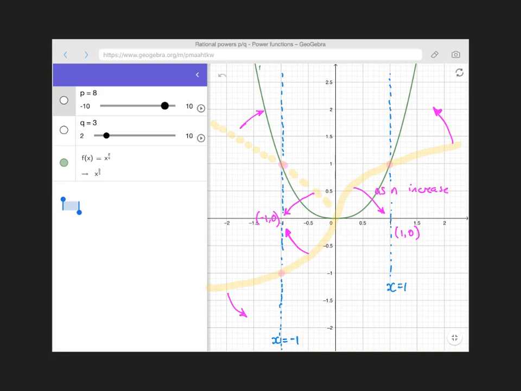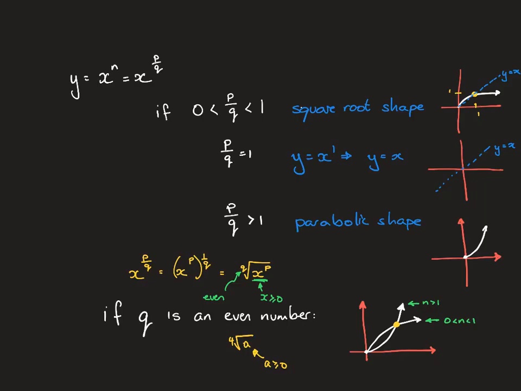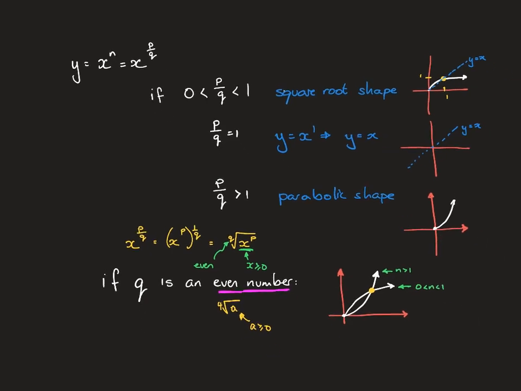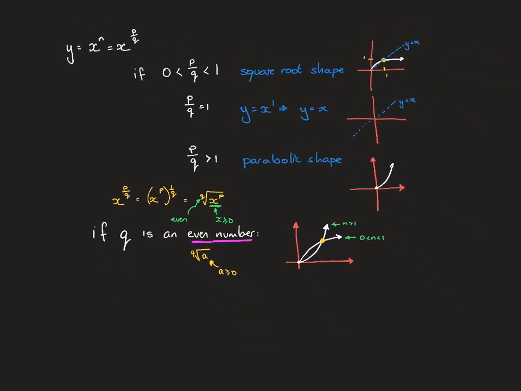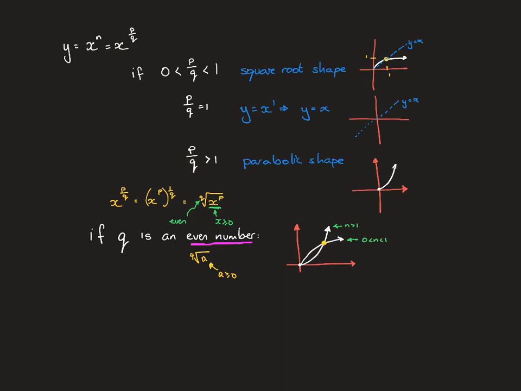So let's try and summarise that. Here's our summary from before, and at the bottom we had q was an even number. Now let's add in what we get if q is an odd number. If q, the denominator of your fraction, is an odd number, you actually get two separate cases, and they're determined by whether the numerator is odd or even, so whether p is odd or even.